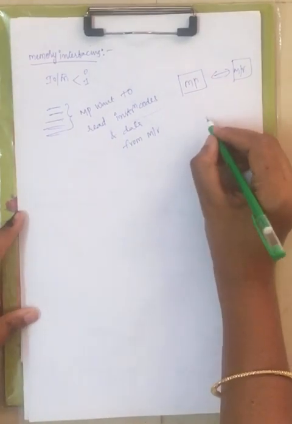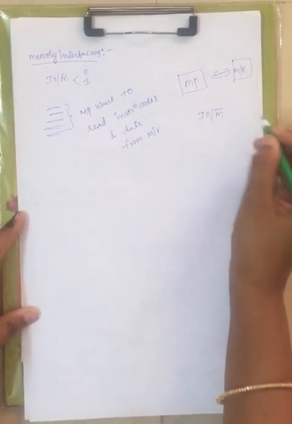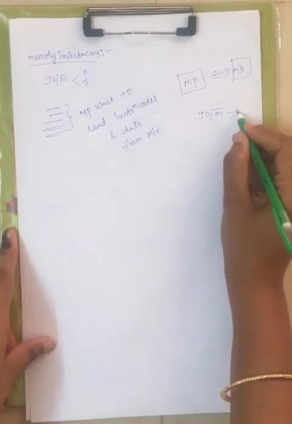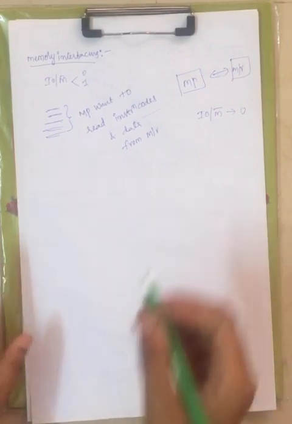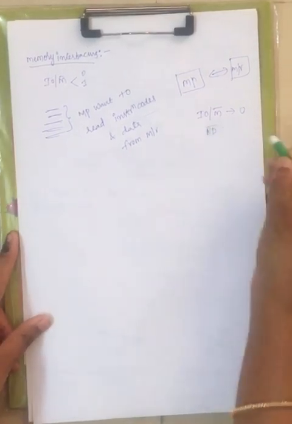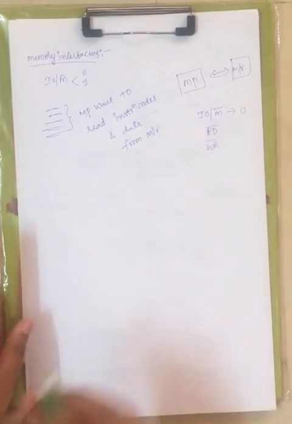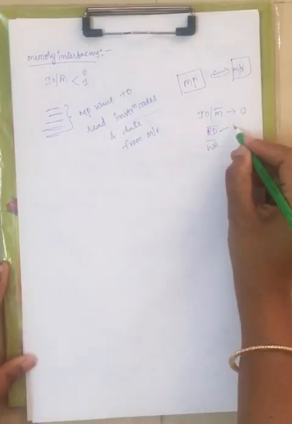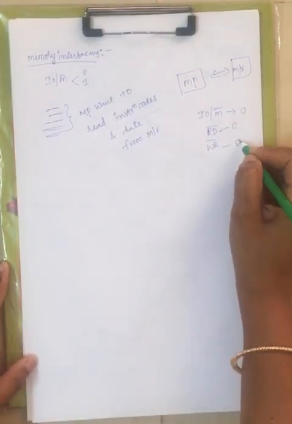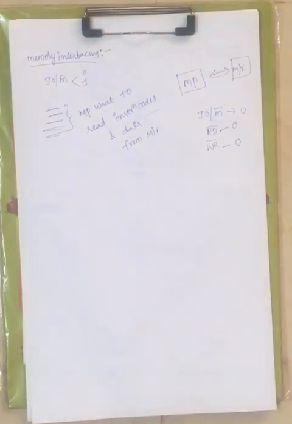For this, both the memory and the microprocessor will require some signals, such as IO/memory bar. This will always be logic 0, since it is memory interfacing and the memory operation. In order to read the data, we have to use the read signal, and in order to write the data, we have to use the write signal. For reading the data, it should be logic 0. For writing the data, it should also be logic 0, because the read and write signals are active low signals.